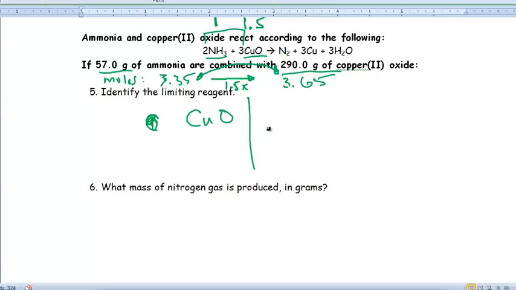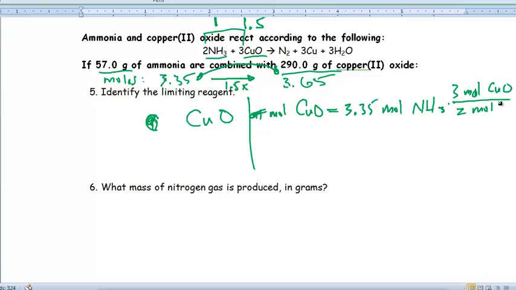Now if you wanted to figure this out a little bit more formally, you could say, well, let's see, the number of moles of copper 2 oxide that we need is equal to 3.35 moles of ammonia times the mole ratio between those two things. And so 3 moles copper 2 oxide, 2 moles of ammonia. This way the moles of ammonia cancel. When you multiply 3.35 times 1.5, you get 5.02, something like that. And we certainly do not have that much. So this is another technique. This is probably closer to the strategy your book recommends. And that's another way to determine that the copper 2 oxide is the one that's limiting.